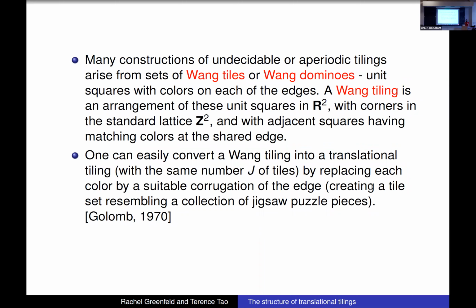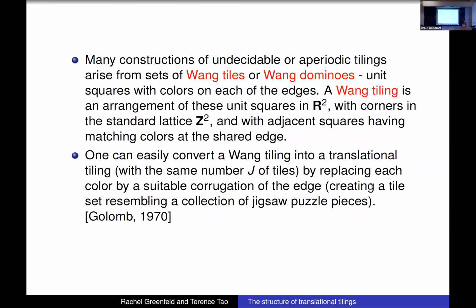You have some finite set of these dominoes, and you want to tile space by these squares. You tile the usual square lattice, but the constraint is that you have to match colors. If a tile has a red top edge, the square above it must have a red bottom edge to match. So this is a Wang tiling problem.